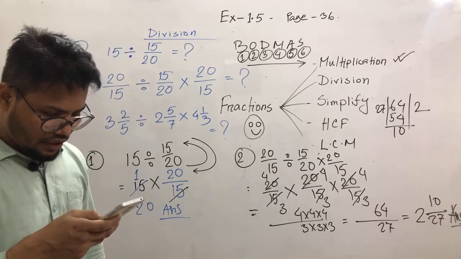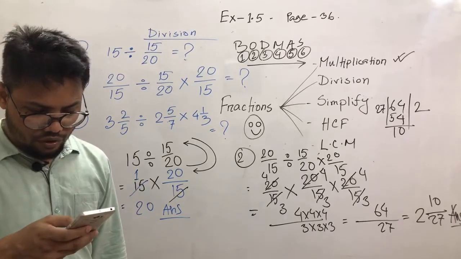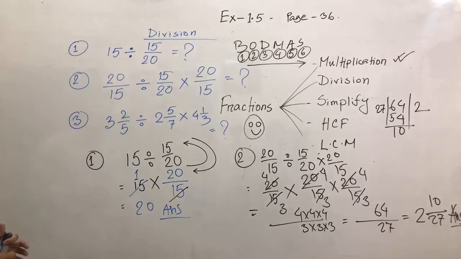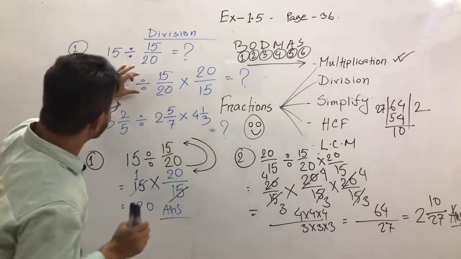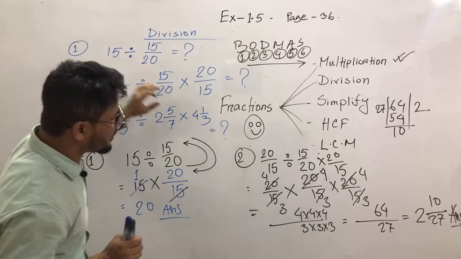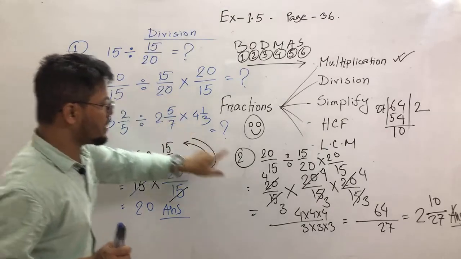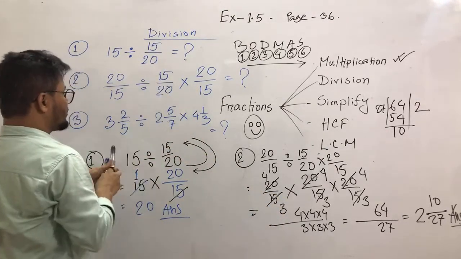Sir, I didn't understand question number 2. Tasin, you are saying question number 2 is not clear on your screen. In number 2, we have done only one calculation. This divide is converted into multiply. When any divide is converted into multiply, then this one is called the divisor.